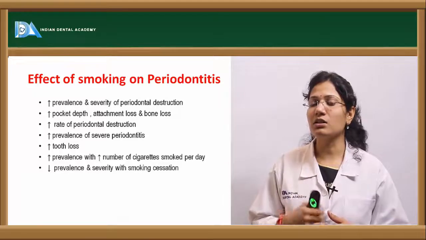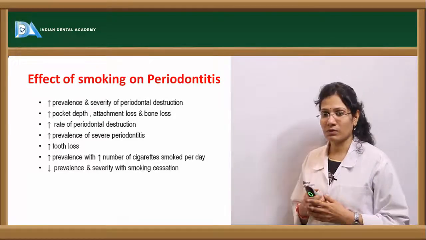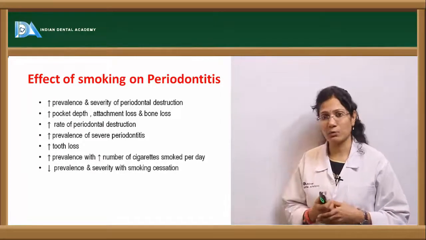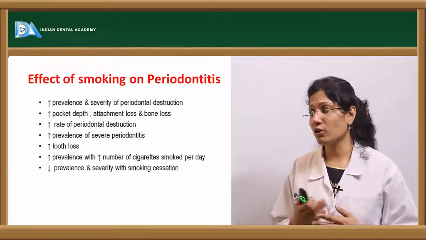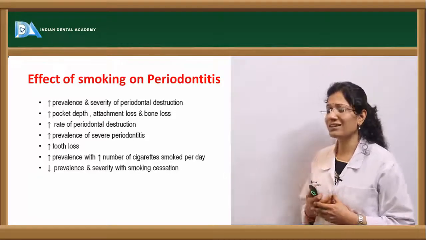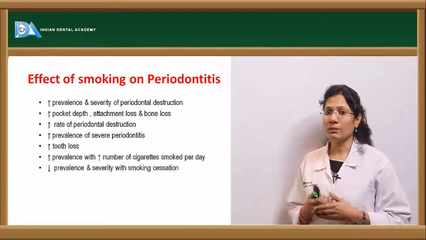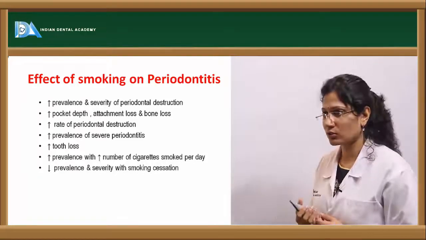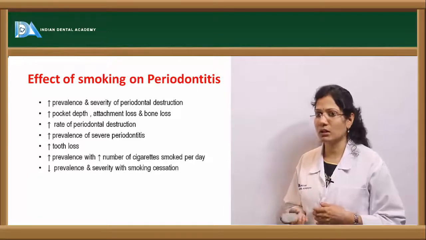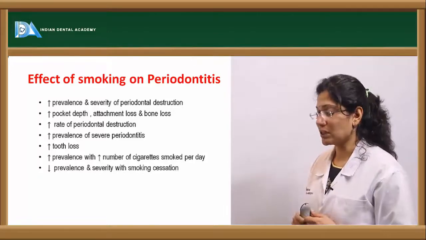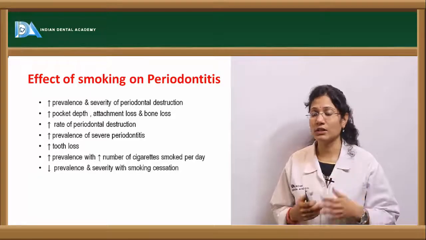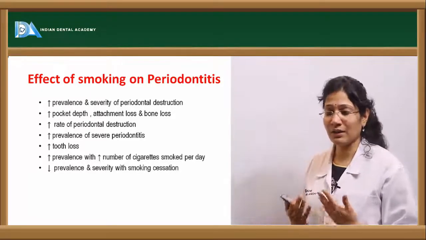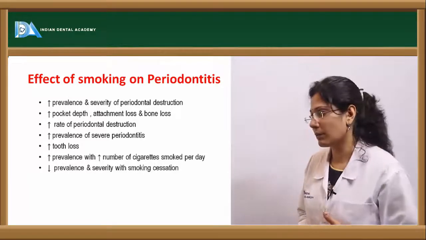Apart from that, there is an increase in the severity and prevalence of periodontal destruction in smokers, with an increase in pocket depth, attachment loss and bone loss, followed by an increased rate of destruction, and you can say a little more rapid when compared to non-smokers. There is an increase in the prevalence and severity of periodontitis. As I told you, the disease progresses at a more severe rate in smokers than non-smokers, and they have high chances of tooth loss at a very early stage after the development of chronic periodontitis.